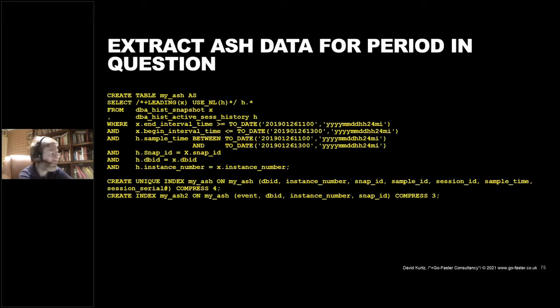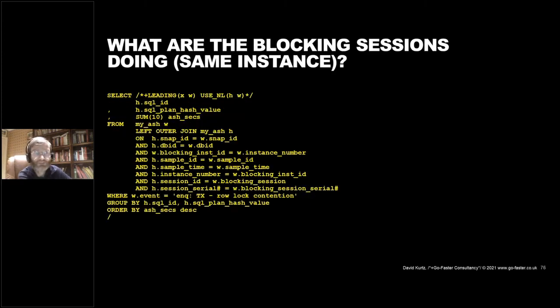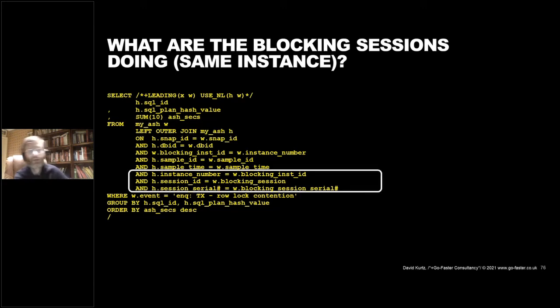To extract the hash into a data, and I will repeatedly update the data, updating the lock chains. And then, once I've done all that, I can just join the data back to itself by the locking information, where the waiting event is TX, and I can get a profile of what the holding sessions are doing. There's a document on my website which has got all the code for doing this.